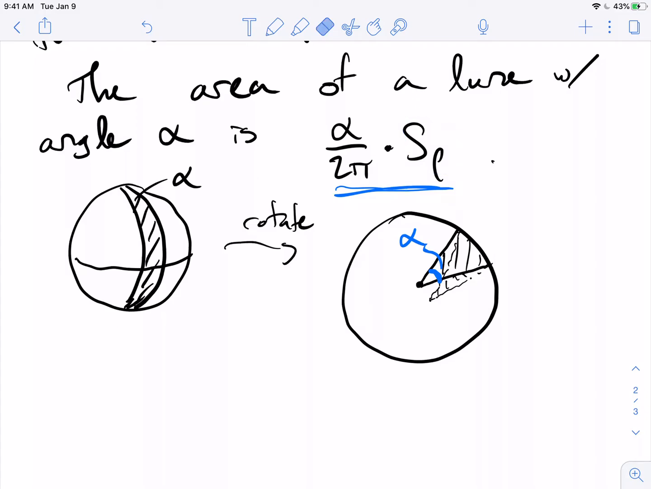And what is this lune? Well, it's just some fraction of the whole surface area. And what is that fraction? Well, it's determined by the angle, right? So if I went all the way around, if my lune kind of went all the way across the sphere, then of course the area would be the whole thing. But what fraction is it covering? Well, the fraction is exactly how far around I'm going, which is alpha in radians divided by 2 pi. That's the fraction that I'm going around.